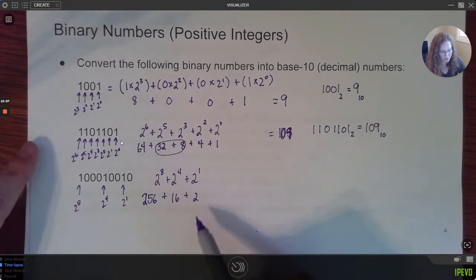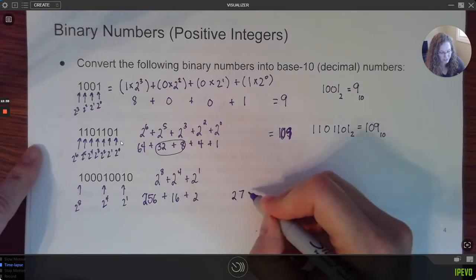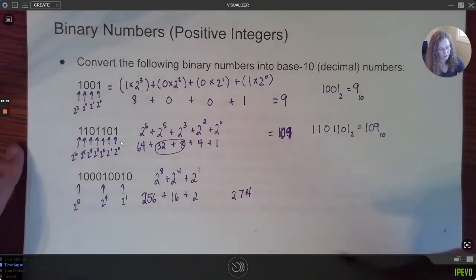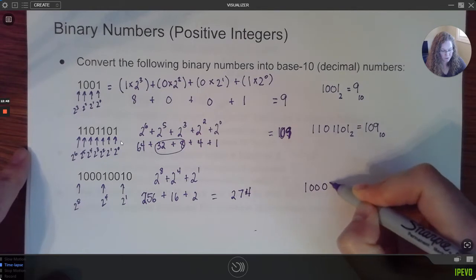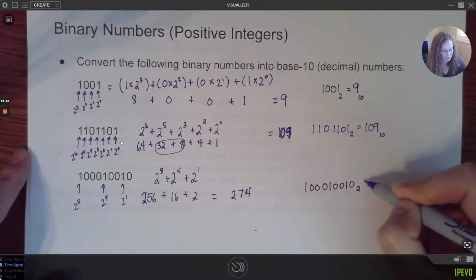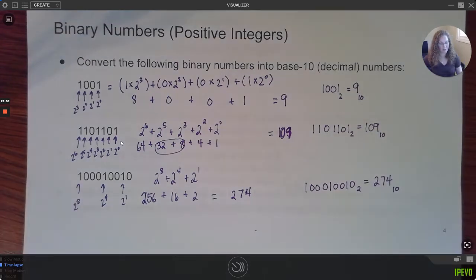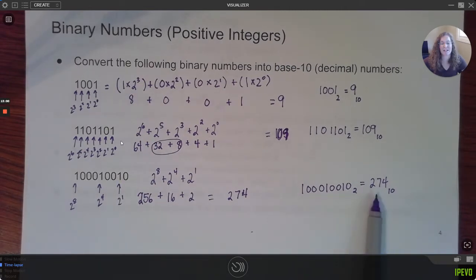Okay, and so let's see, 18 added onto that would be 274. And so that means we have 1, 0, 0, 0, 1, 0, 0, 1, 0 in base 2, which is the same thing as 274 in base 10. So that gives you an idea of if the computer sees this, it's really thinking of this number. That's the number that is being represented there.